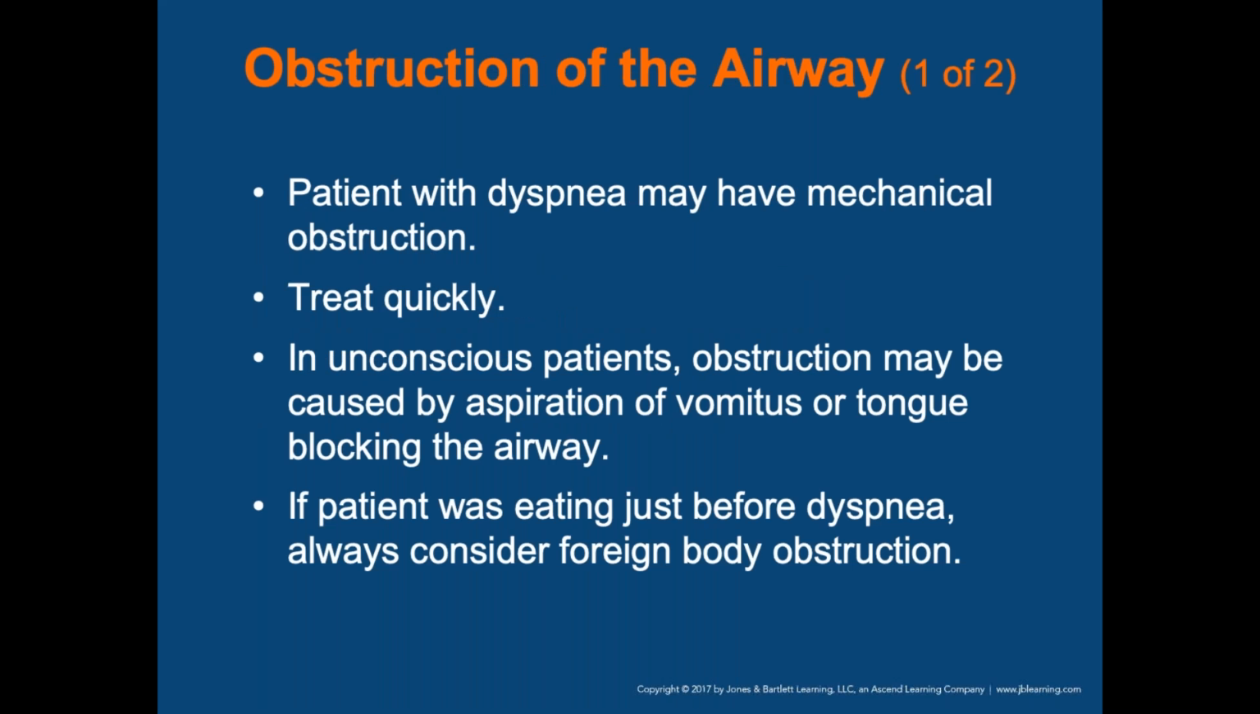Obstruction of the airway. A patient with dyspnea may have a mechanical obstruction, so we want to make sure we treat this quickly. In semi-conscious or unconscious patients, the obstruction may be a result of aspiration, vomitus, a foreign object, or improper positioning of the head, causing the tongue to block the airway. If the patient was eating just before the onset of the dyspnea, it is considered a foreign body airway obstruction.